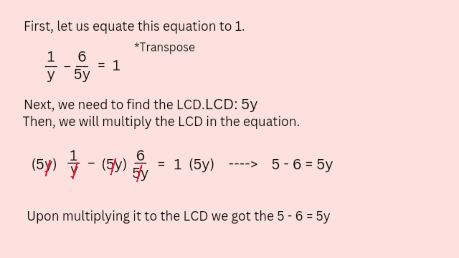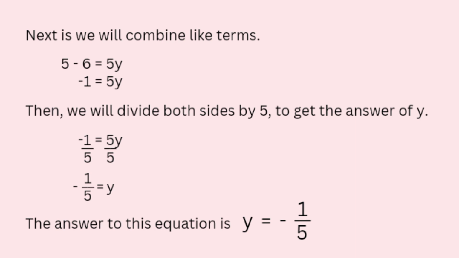Upon multiplying it to the LCD, we get 5 minus 6 equals 5y. Next, we will combine like terms. 5 minus 6 equals 5y. Negative 1 equals 5y. We will divide both sides by 5 to get the answer of y. Negative 1 divided by 5 equals 5y divided by 5. Cancel the like terms. Then, the answer is negative 1 over 5 equals y. The answer to this equation is y equals negative 1 over 5.